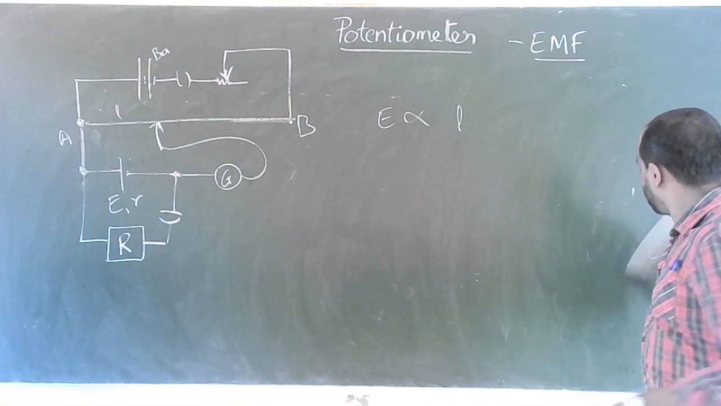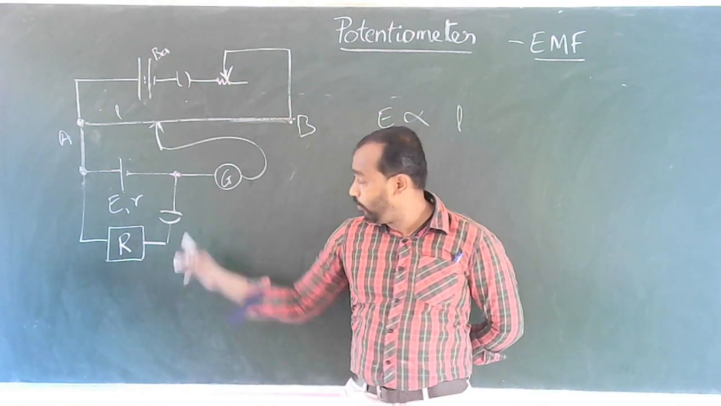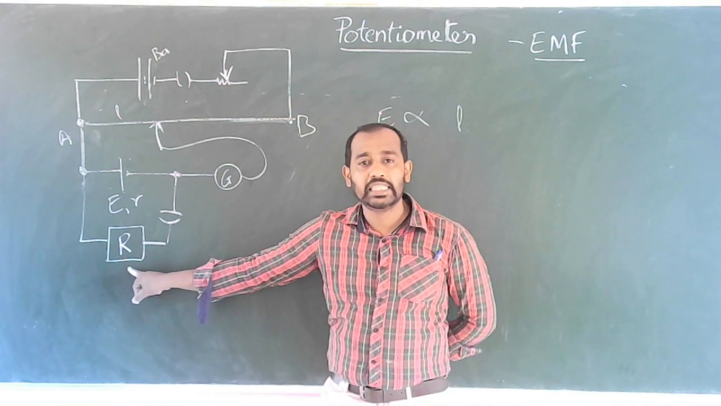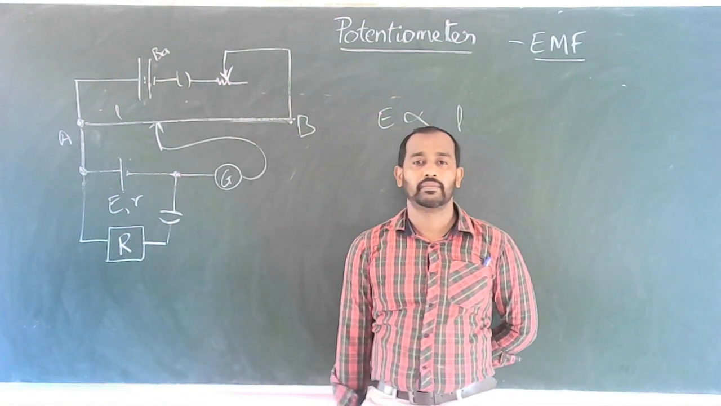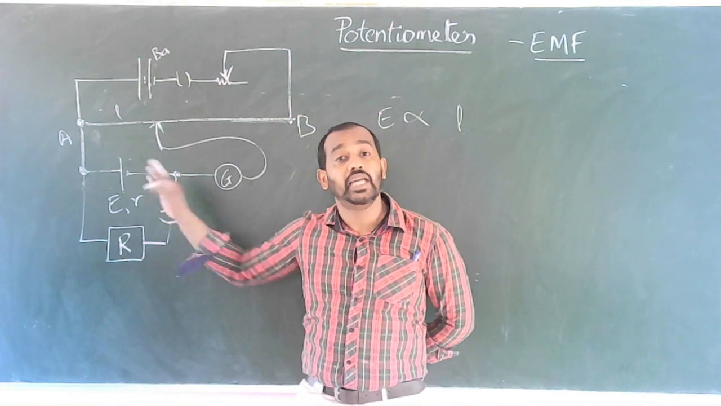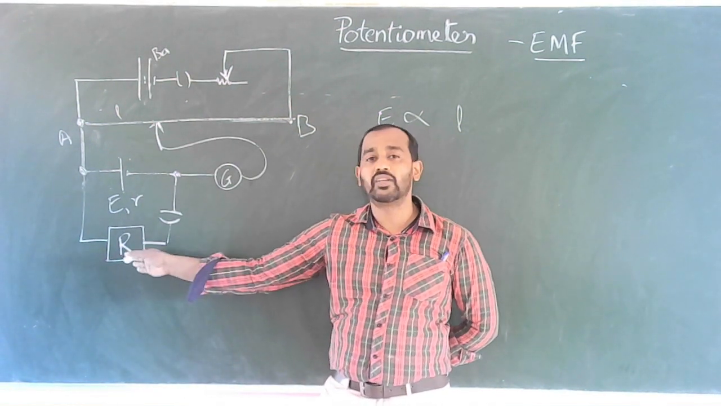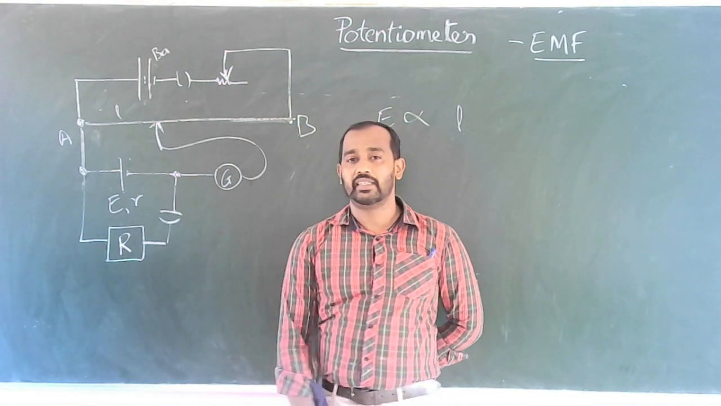Here also, first we have to keep this key open. When we keep this key open, that means this resistor is removed from the circuit. It is not included now. Actually, it is in the circuit, but its effect has been removed. It is as if the circuit is not connected at all. Only the cell is connected.